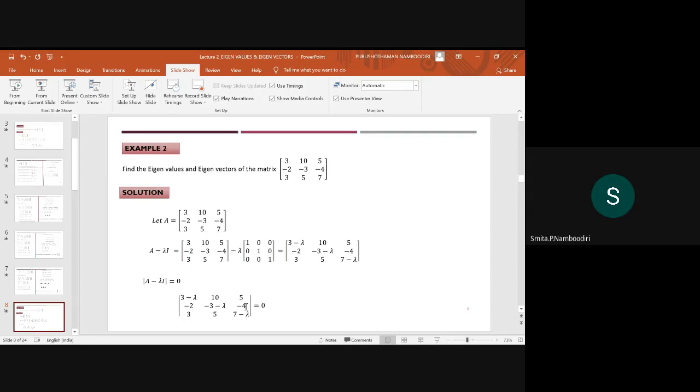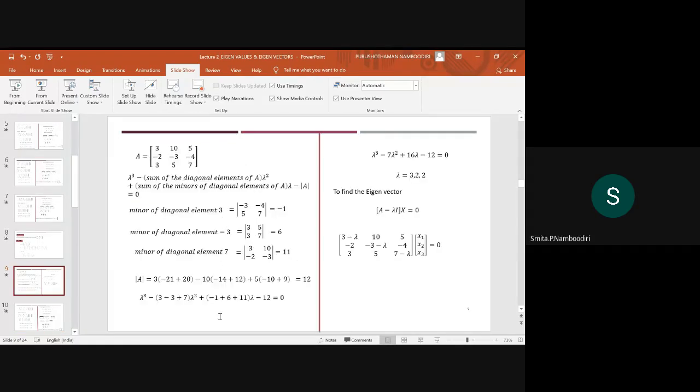Yeah, the next problem, 3 10 5, minus 2 minus 3 minus 4, 3 5 7. These steps are not required. These steps are required only when you have a matrix of any order other than 3. When we have that, then we have to use this formula. Otherwise, directly you can apply the formula for that. So find the minors.